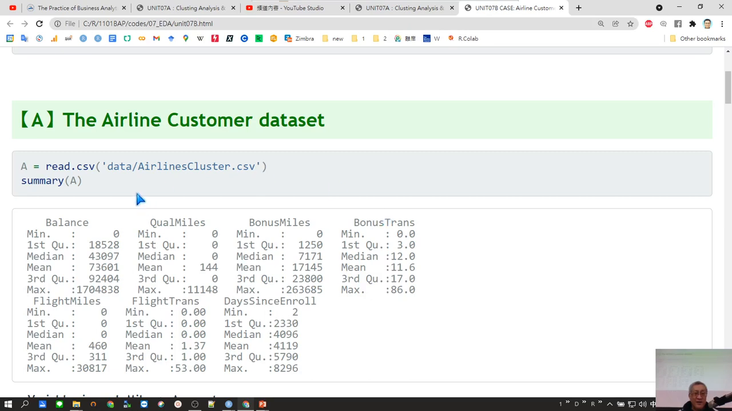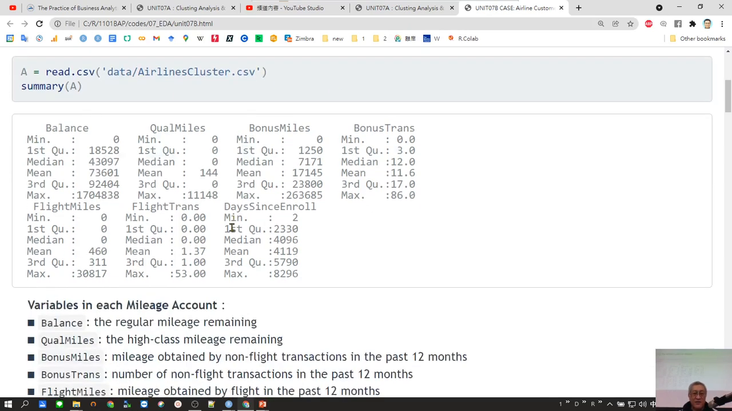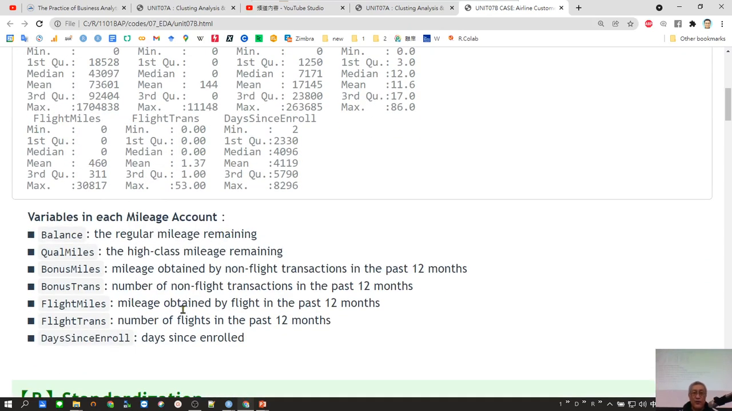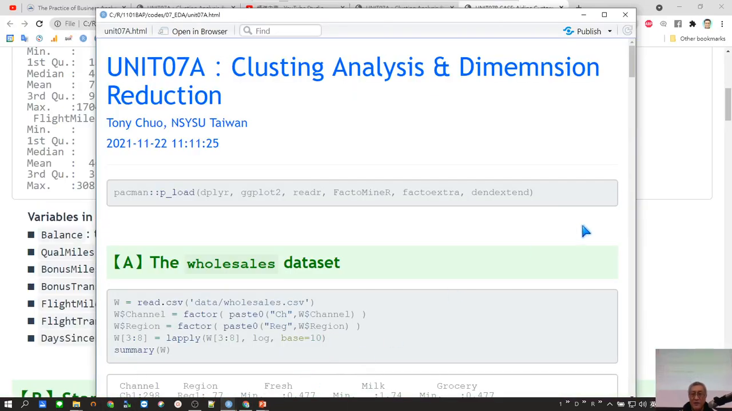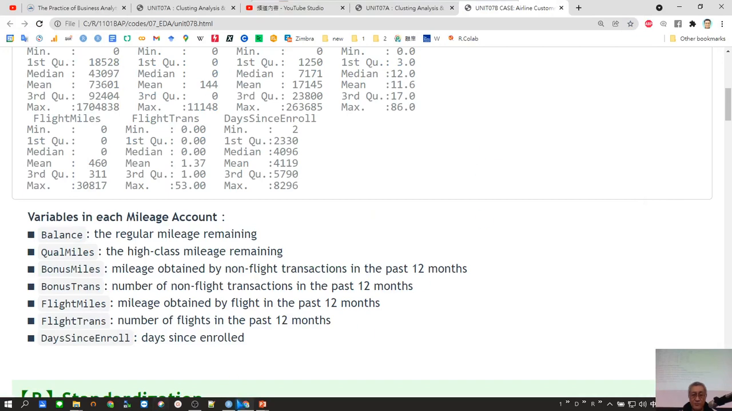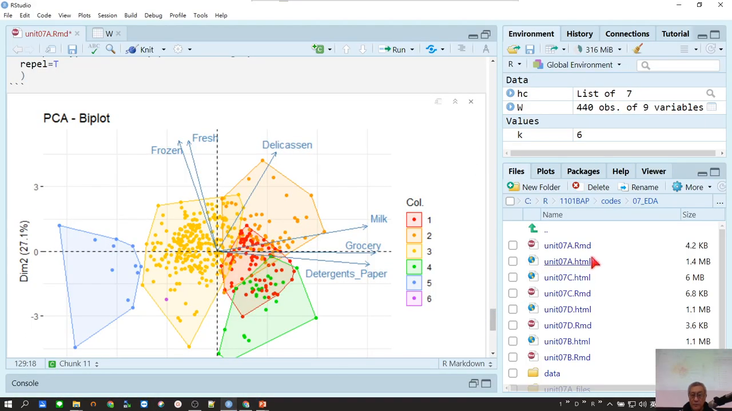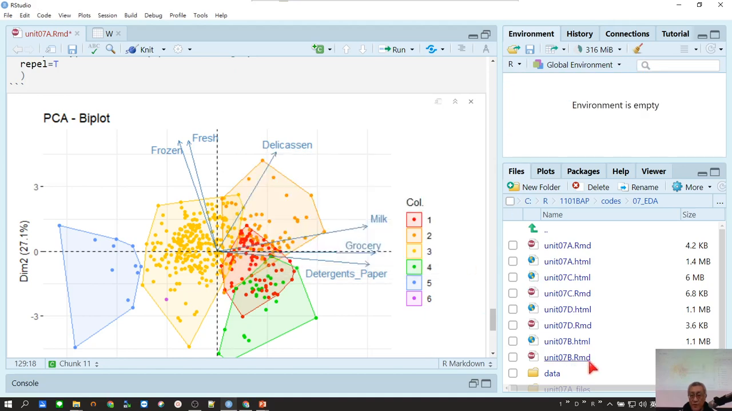Okay. Reading the data, and the data has these variables. Okay. Let me actually do that. Let's see.